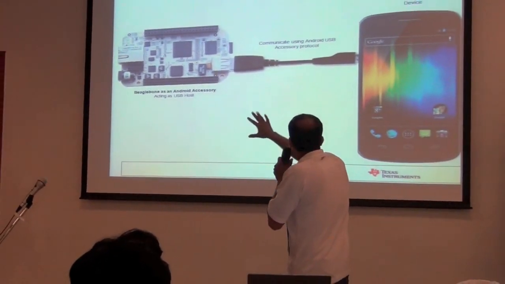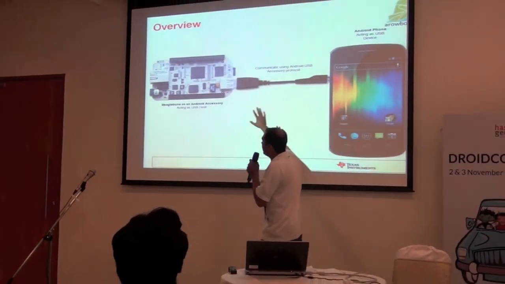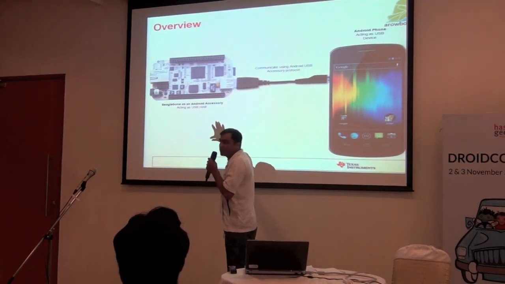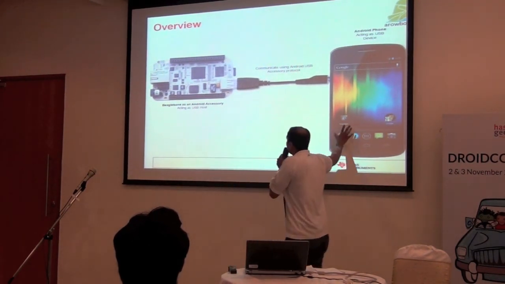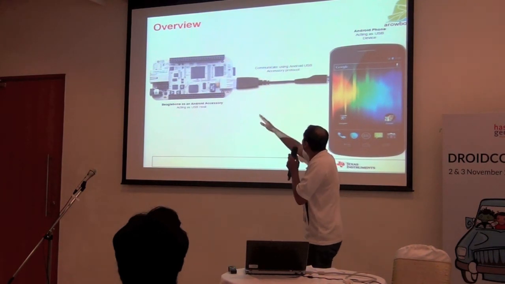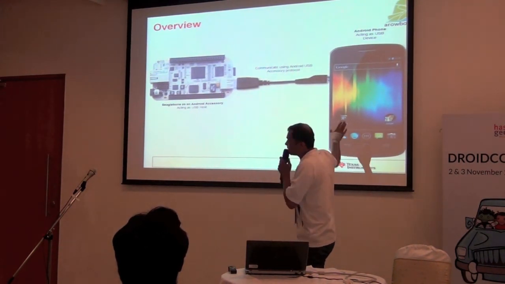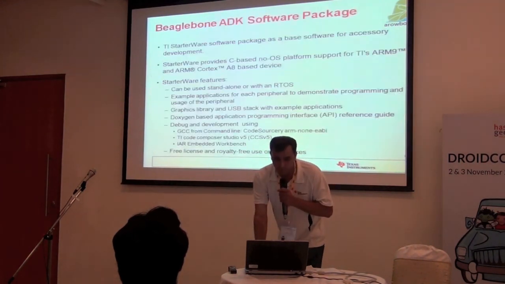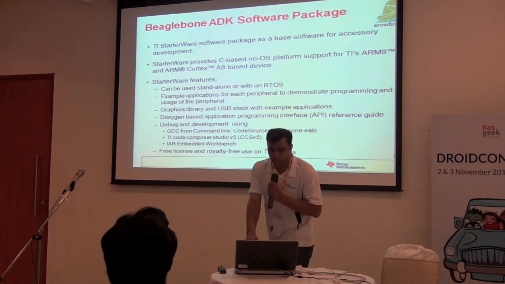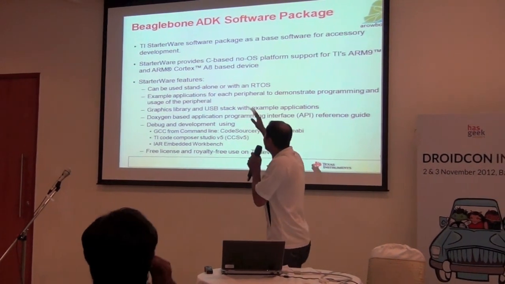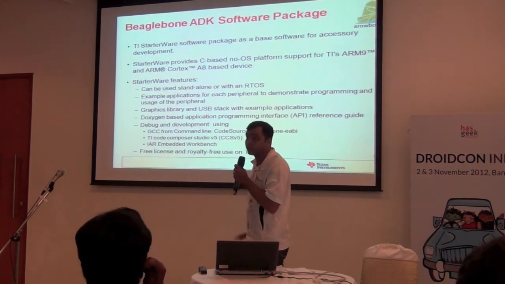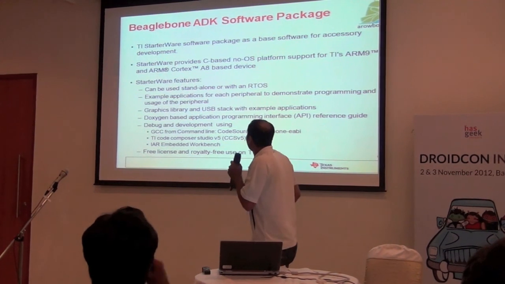When this BeagleBone is connected to an Android phone, the BeagleBone acts as a USB host and the phone acts as a USB device. The BeagleBone will communicate using the Android USB accessory protocol. To develop this accessory kit, we have used the StarterWare software package as a base software platform for development.